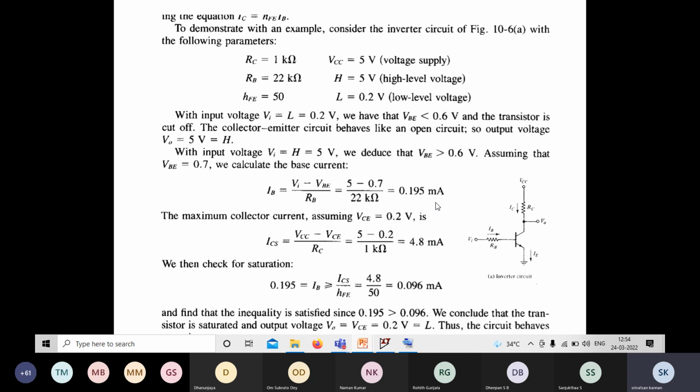So can you design this circuit: RC 1 kilo ohm, RB 22 kilo ohm, VCC of 5 volt. Construct this circuit and verify the switching operation. When VB is greater than 5 volt, say 6 volt, what is my output? When the input is high, 5 volt, the output is about 0.2 volt. And similarly, when the input is low.